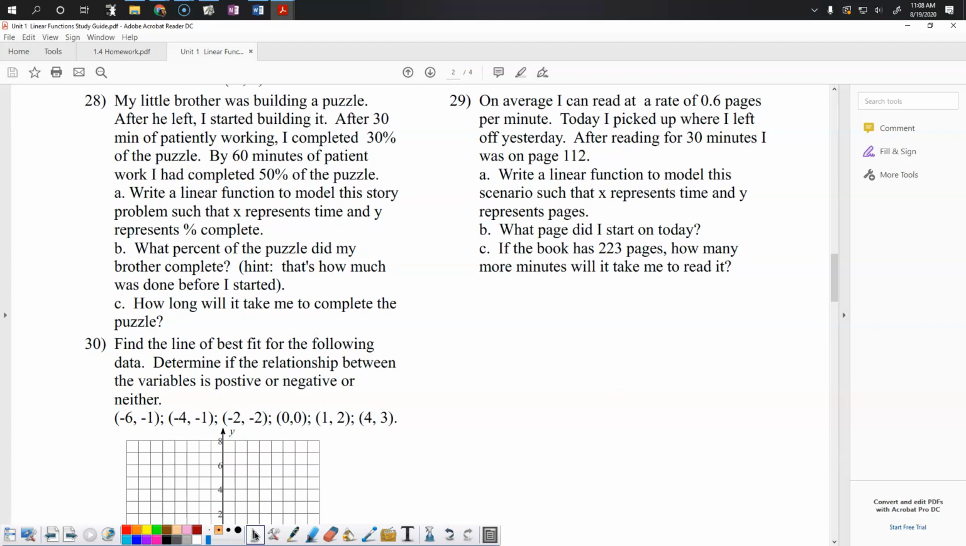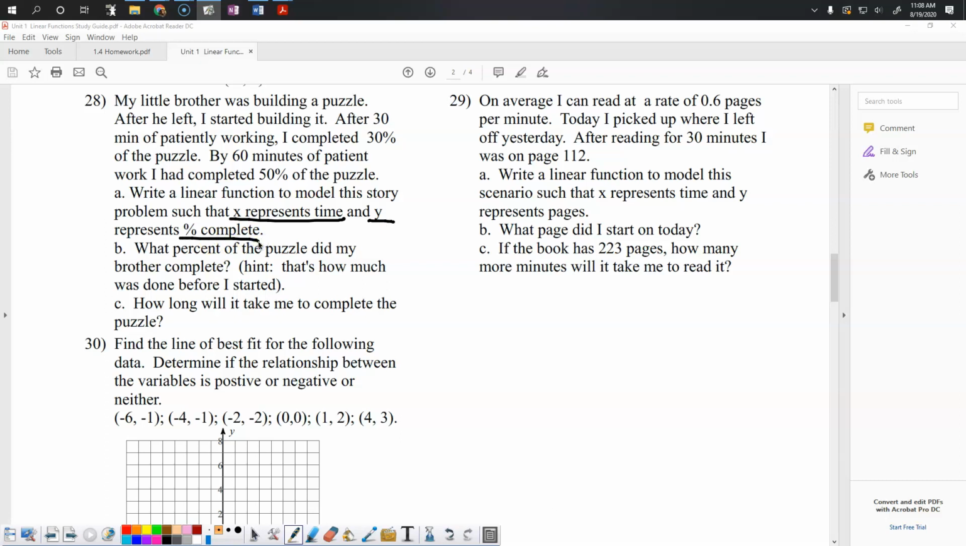All right, number 28. My little brother was building a puzzle. After he left, I started building it. After 30 minutes of patiently working, I completed 30% of this puzzle, and by 60 minutes of patient work, I had completed 50% of the puzzle. And our goal is we want to write a linear function to model this story problem where x represents time and y represents the percentage.